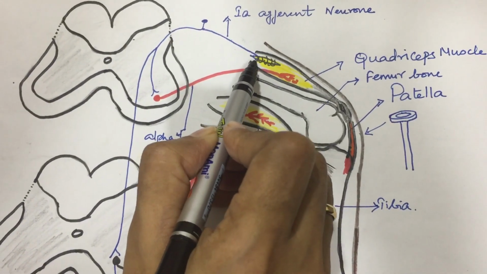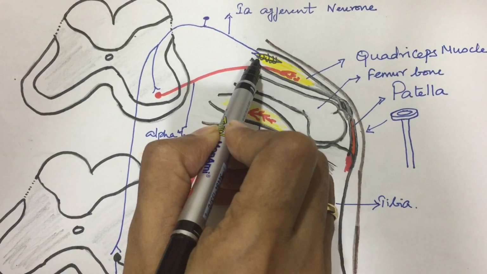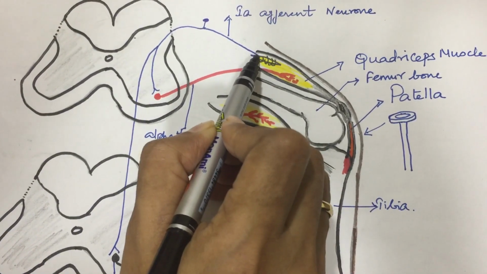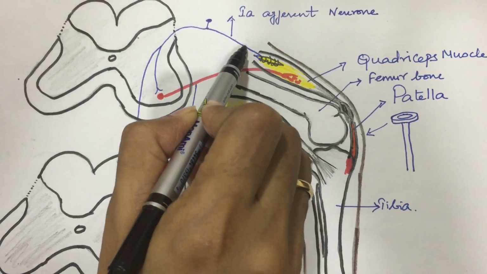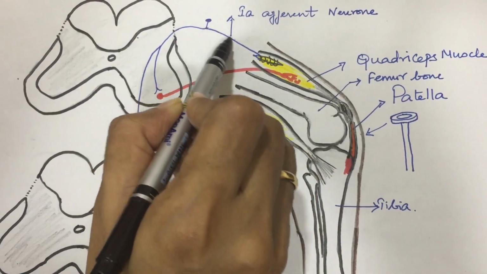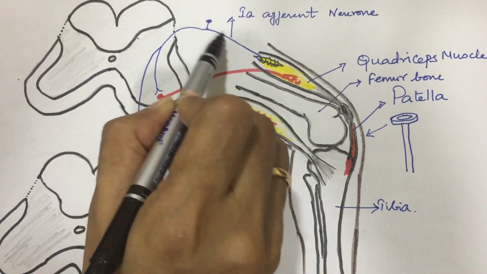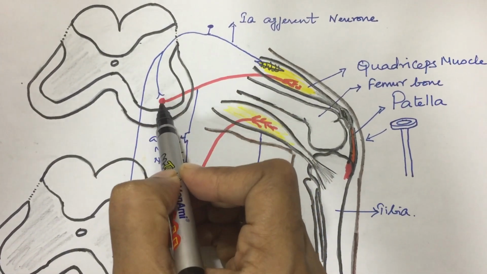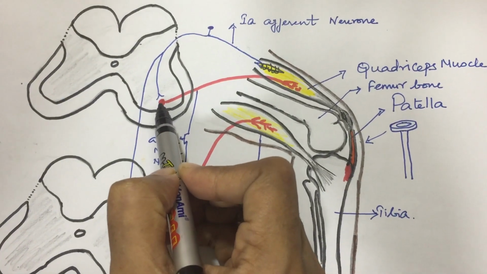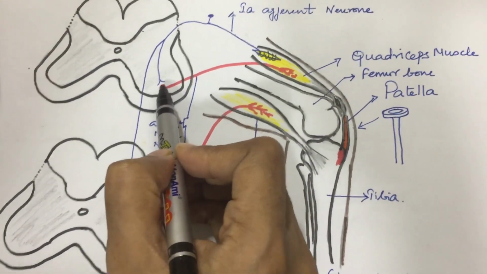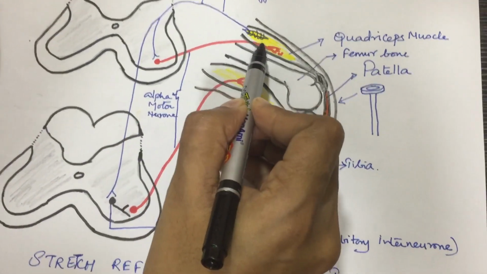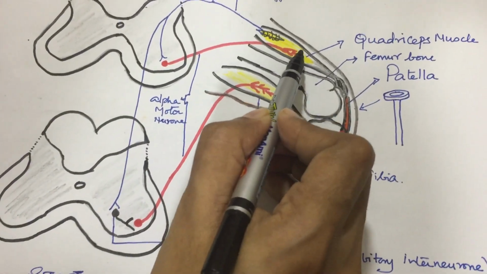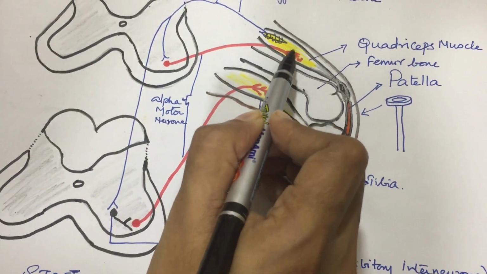As we know, the sensory nerve endings which are attached to the non-contractile part of this intrafusal muscle fiber are stimulated, and they transmit the impulse via the 1A or the primary afferent neuron in this case. And from there, it reaches the ventral gray horn and synapses with the alpha motor neuron. This causes the contraction of the extrafusal fibers of the quadriceps muscle. This causes the knee extension.